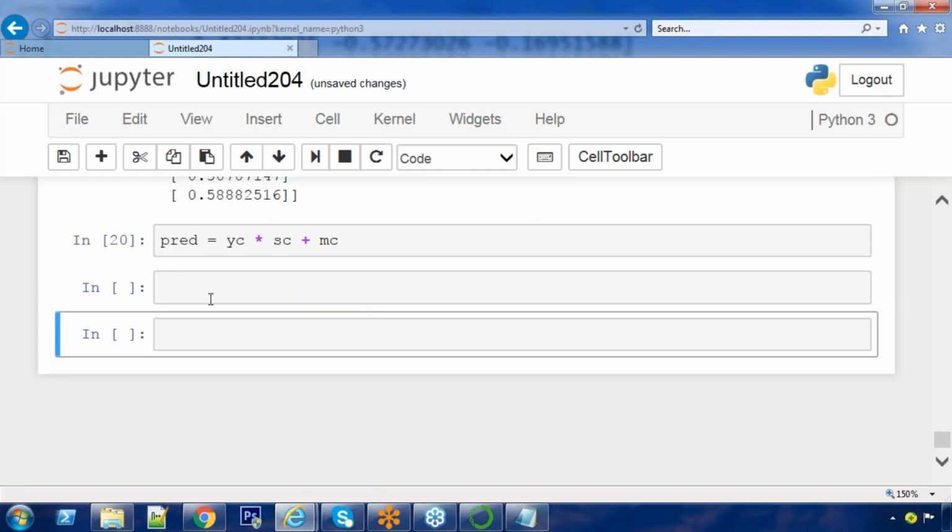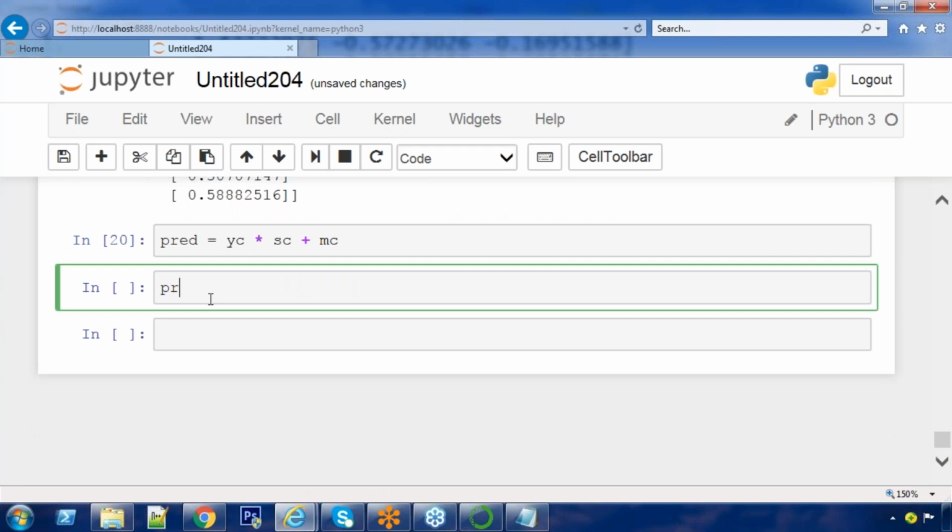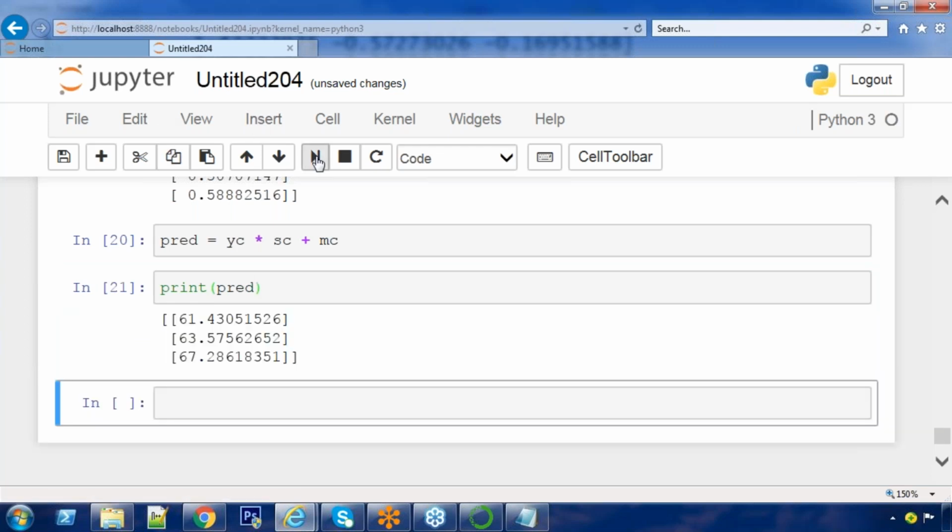Now check the latest value of predictions. Print predictions. For the first person, 61 is the cholesterol. Second person, 63. Third one, 67 is the cholesterol. Understand? So the final predictions would have been scaled predictions, and scaled predictions your end user cannot understand. Your customer or end users cannot understand. That's why you again have to unscale the scaled one. So the same formula we reversed: the prediction into standard deviation plus mean.